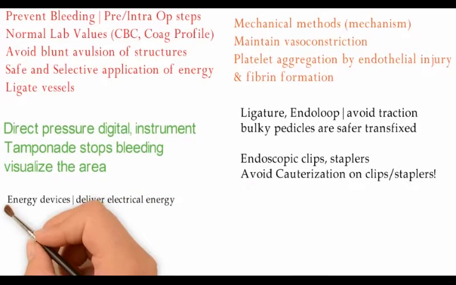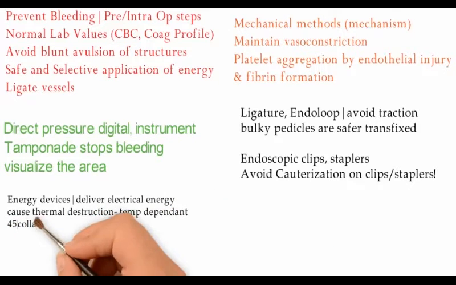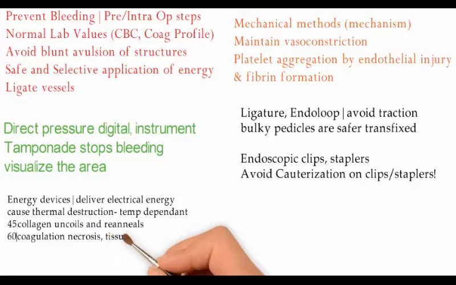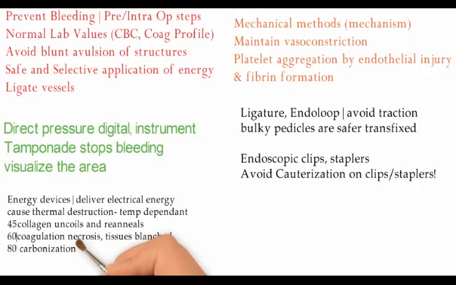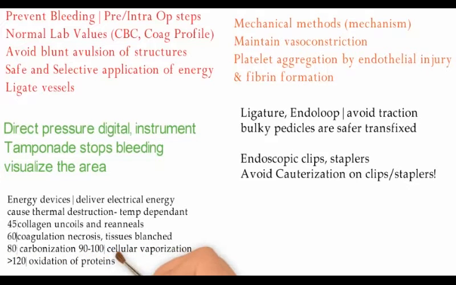Energy devices deliver electrical energy and cause thermal destruction, which is temperature dependent. At 45 degrees Celsius, just like a warm cup of coffee or taking a warm shower, the collagen uncoils and re-anneals. Therefore, there is no damage to the tissues. At 60 degrees Celsius, the tissues get visibly blanched and white. This is due to the coagulation necrosis that occurs.